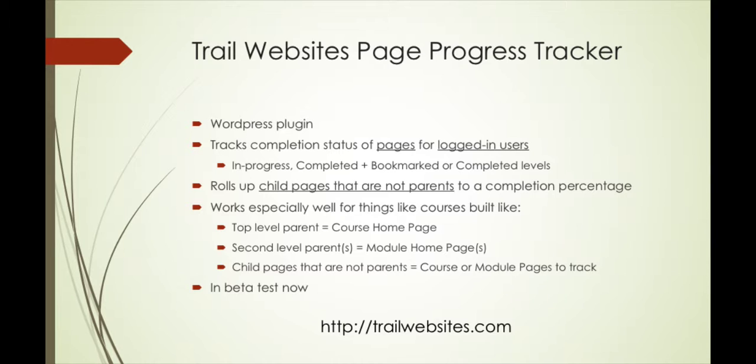It's a WordPress plugin, tracks completion status of pages for logged in users as in progress, completed plus bookmarked, or completed. It will roll up child page completions for child pages that are not parents to give you a completion percentage that can be shown at a module or a course level, for example. Works especially well for things like courses built with a page hierarchy where the top level parent is the course home, the second level parent is the module home, and then child pages that are not parents are the actual activity pages that need tracking at the course or module level.